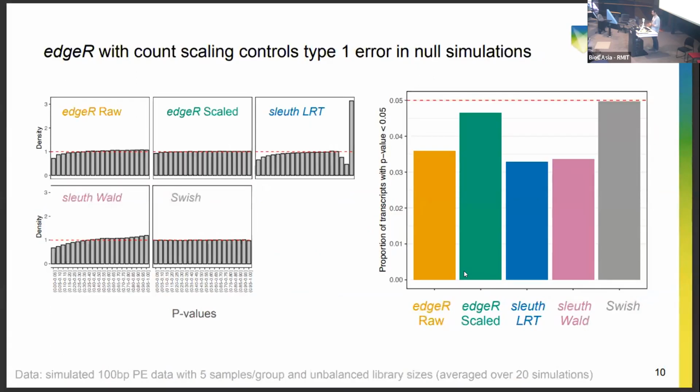We also ran null simulations for which we didn't have any type of differential expression between groups. And pretty much all the methods here are controlling the type 1 error as expected in all the scenarios. Curiously, what we saw was that for sleuth, the distribution of null p-values was kind of asymmetric with lots and lots of transcripts with p-values near 1, which suggests that sleuth might be a bit over-conservative in our simulations.